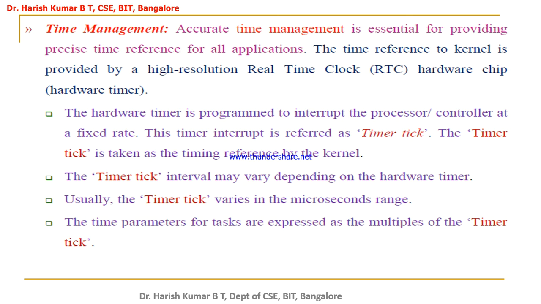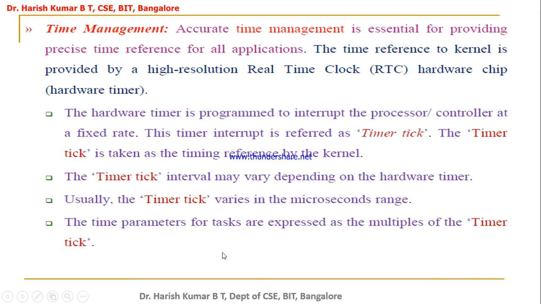Now, how is time management done within a real-time operating system? It is done using a high resolution real-time clock, RTC, which is a hardware chip found inside the embedded system. This hardware timer is programmed to interrupt the processor or the controller at a fixed rate. That timer interrupt we call a timer tick. The timer tick interval may vary depending on the hardware timer, usually in microseconds. That means every few microseconds the CPU will be interrupted.